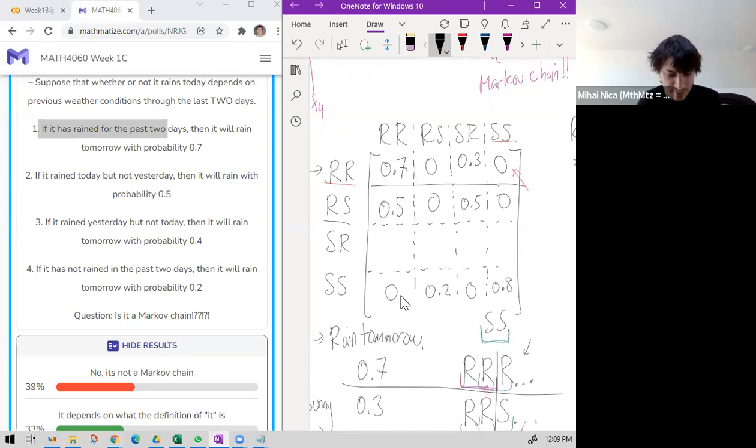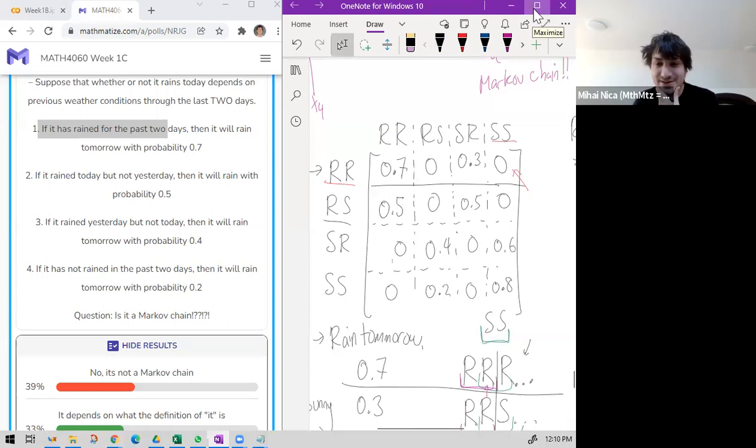And finally, row number 3, if it rained yesterday, not today, that's SR, then it's going to rain tomorrow with probability 0.4. That takes us to a rainy sunny state, probability 0.4. And rained yesterday, but not today, so it didn't rain today. Sunny, sunny with probability 0.6. So this is the matrix, and I think this is the matrix that appears in Ross as well.